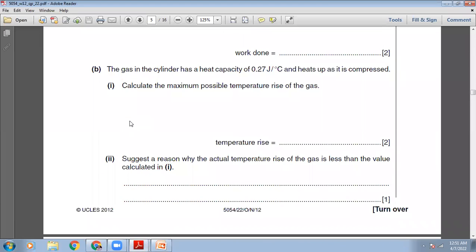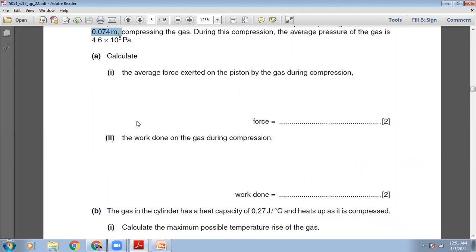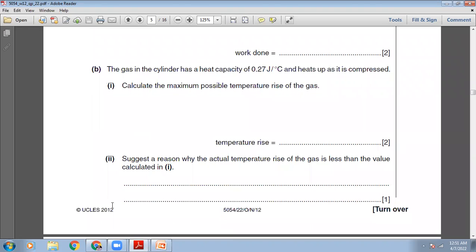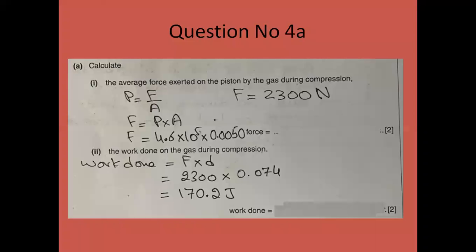He says the gas in the cylinder has a heat capacity. This is not specific heat capacity. Remember, this is only the heat capacity of 0.27 joules per degree Celsius, and it heats up as it is compressed. Calculate the maximum possible temperature rise of the gas. So we have to find out the maximum temperature rise.